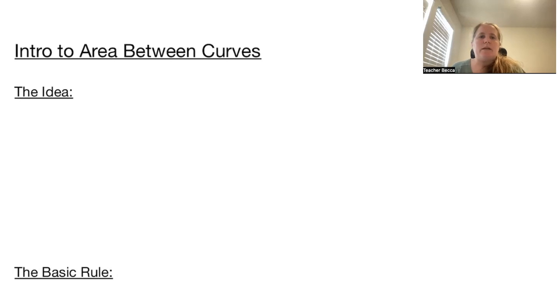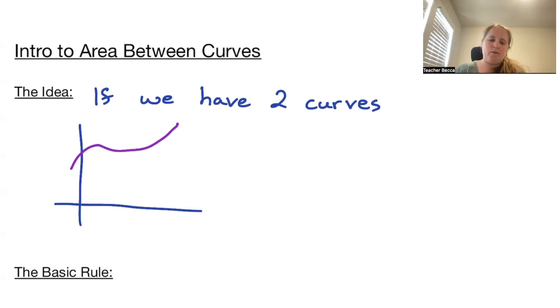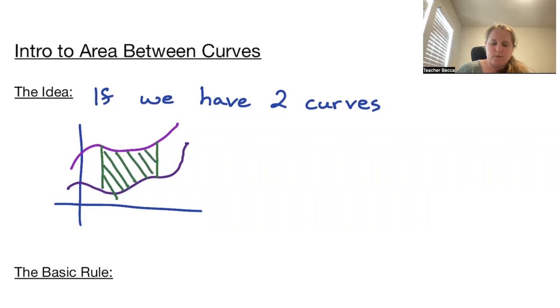Welcome to an intro to area between curves. So the general idea is if we have two curves, for example, if we're just looking at a picture and we have some curve up above and then we have another curve down below that, we can focus on a specific region between two x values, and we're looking for essentially the area trapped in between those two curves. So the general idea here is, how do we go about finding this?